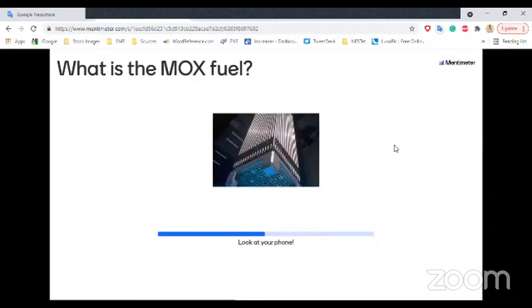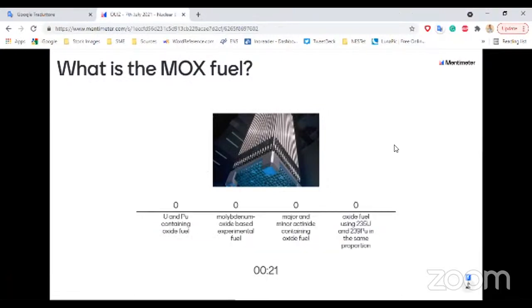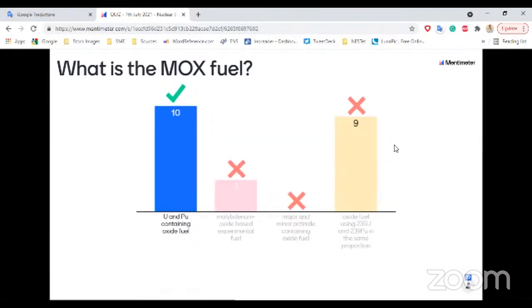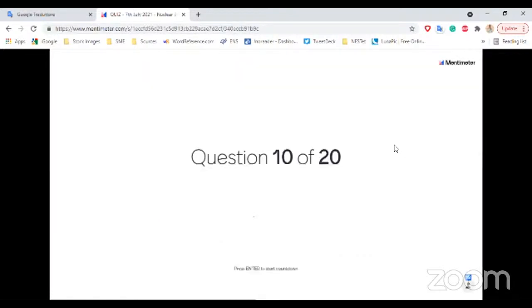What is the MOX fuel? Uranium-plutonium containing oxide fuel, molybdenum oxide-based experimental fuel, major and minor actinide containing oxide fuel, or oxide fuel using uranium-235 and plutonium-239 in the same proportion. So today with Professor Mate Ibert. Quite balanced, but the right answer is the first one, uranium and plutonium containing oxide fuel. Question number 10.